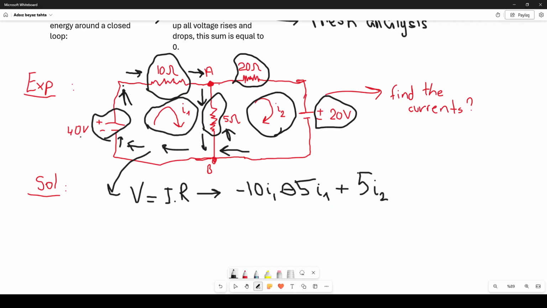And also the 40 volt battery. The current flows in at the negative pole, which means minus, so we take minus 40, right? So you see, that's the voltage value. And this should be equal to what? This should be equal to 0, right? Because the algebraic sum of the voltage rises or drops must be equal to 0.